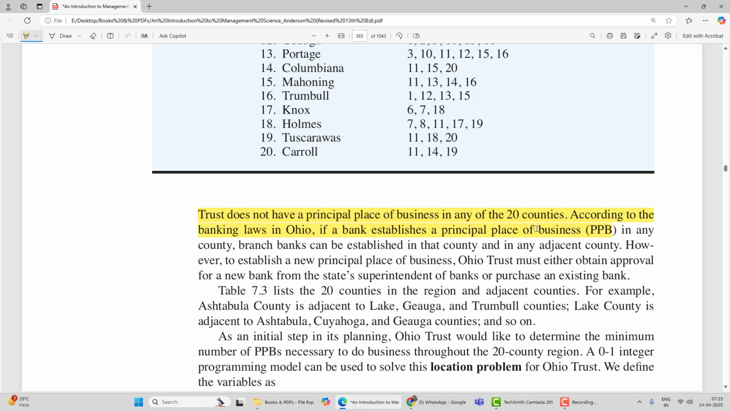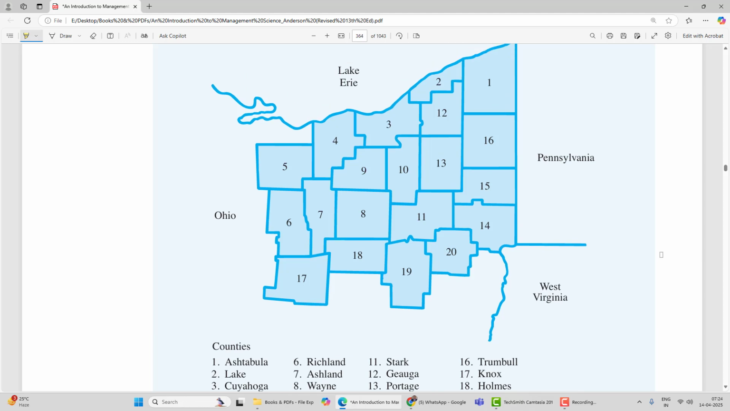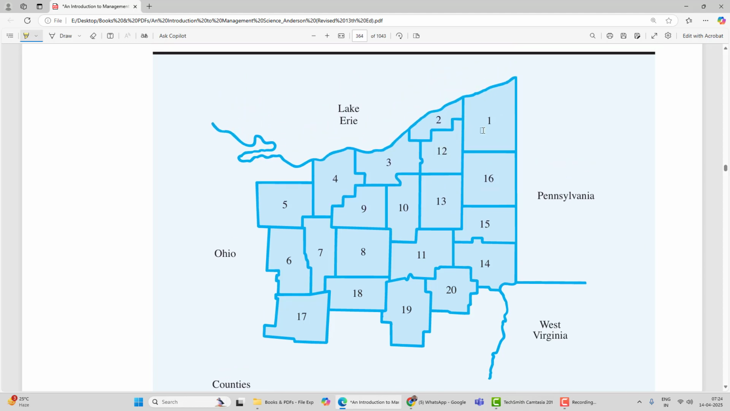According to the banking laws in Ohio, if a bank establishes a principal place of business, PPB, in any county, branch banks can be established in that county and in adjacent counties. However, to establish a new PPB, Ohio Trust must either obtain approval for a new bank from the state superintendent of banks or purchase an existing bank. So in short, a PPB is required in the particular county or in the adjacent counties so that we can do business in that county. For example, if you want to do business in 10, then you can have a PPB in 10, or you can have a PPB in 9 or 8 or 11, etc.